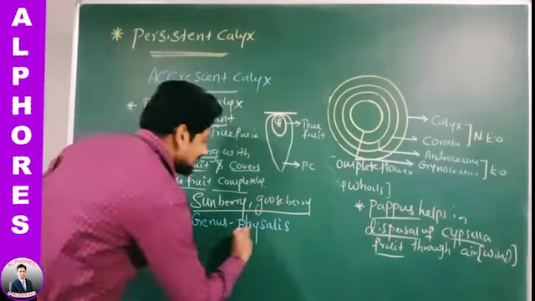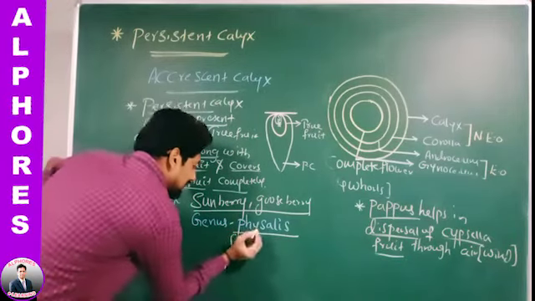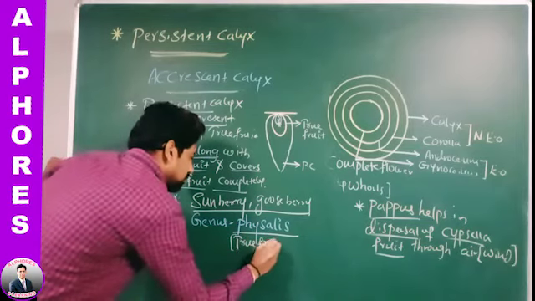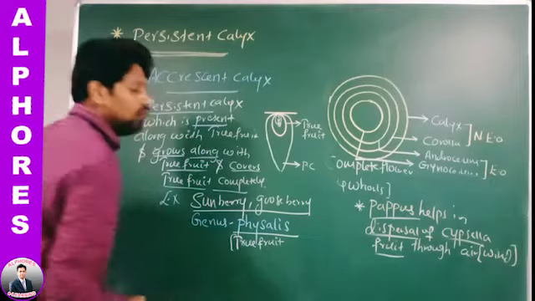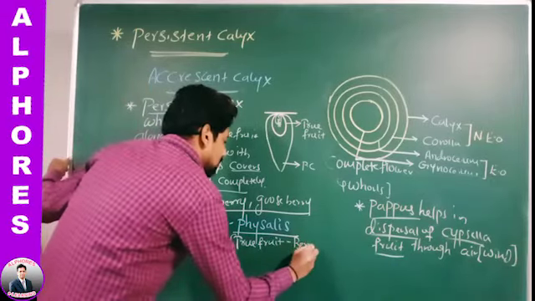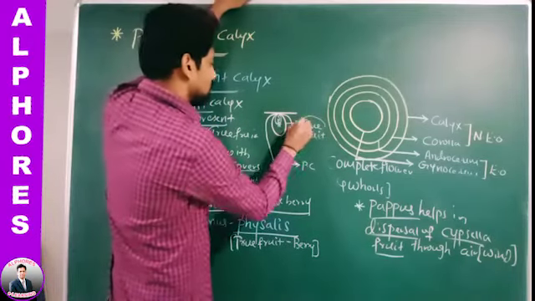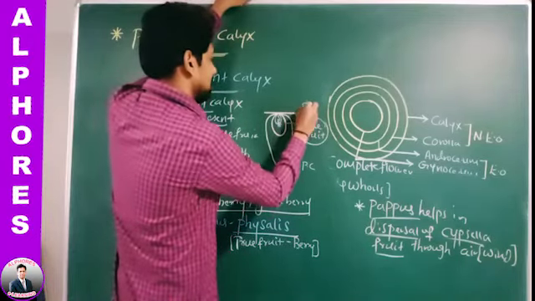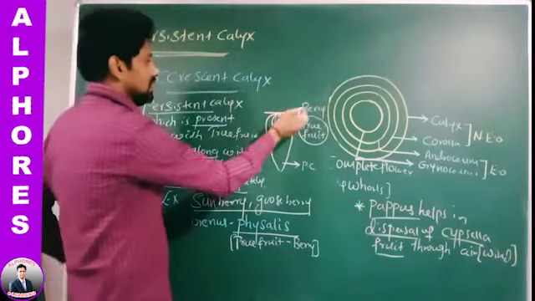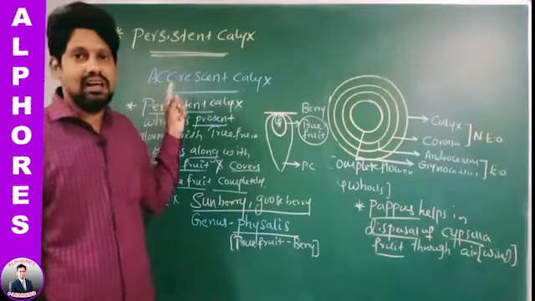Sir, in the case of Physalis, what is the true fruit? I am speaking about the true fruit. The true fruit in the case of Physalis is berry. Therefore, this true fruit in the case of Physalis is named as what, sir? Berry. This is about accrescent calyx, right?